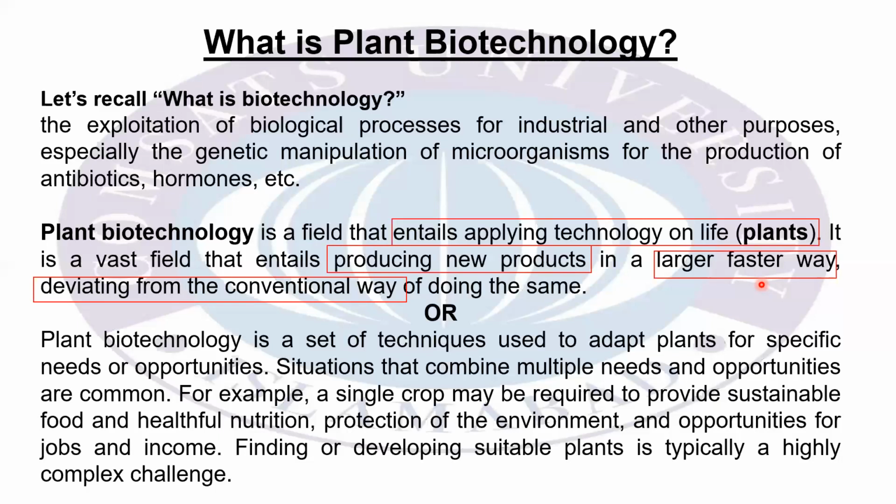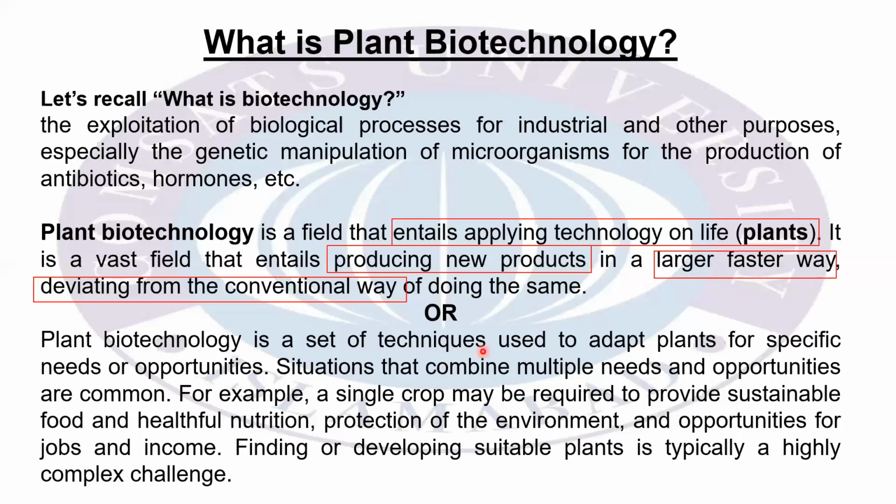And it involves tissue culture, a lot of manipulations in the lab. We control the environmental conditions. We control the water. We control also what we are giving to these plants. So that's a little about plant biotechnology.